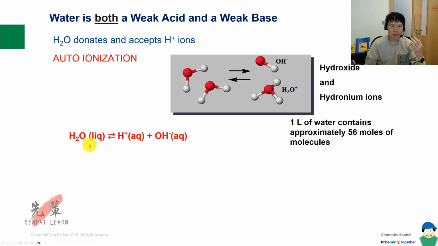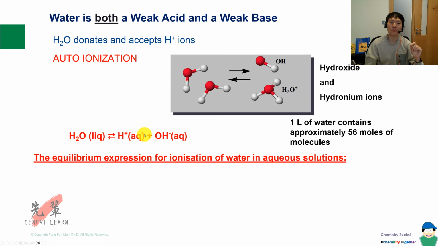So when you want to write the equation down, water is in the liquid state, there's no aqueous, because aqueous means your solvent is water. So how can water dissolve in water? Doesn't make sense, and therefore it's liquid. But when you form the ions, then you have aqueous. Okay, note the state symbol.